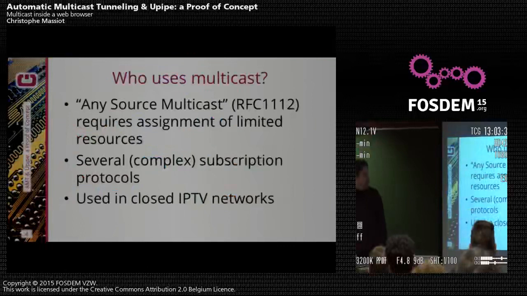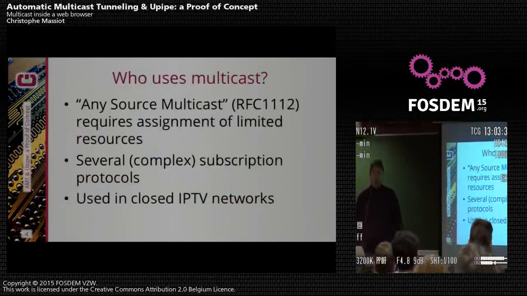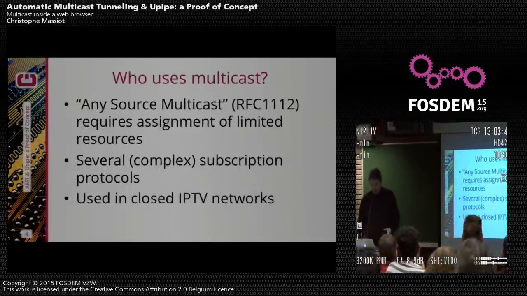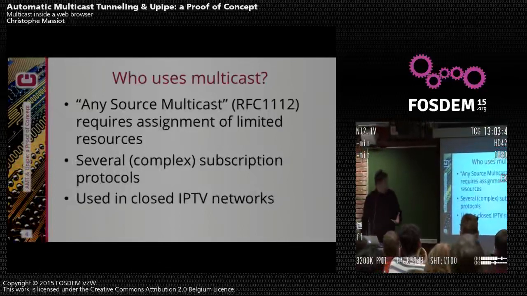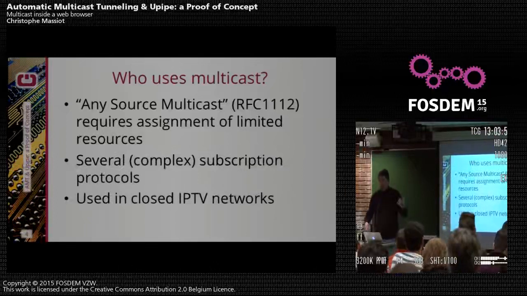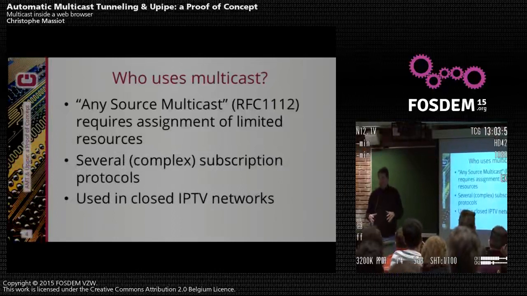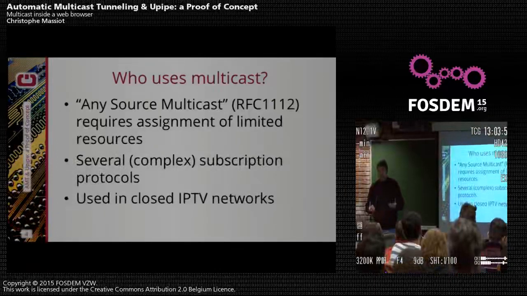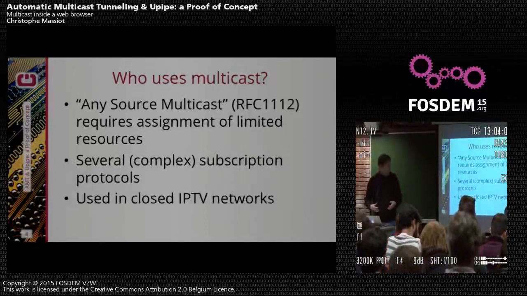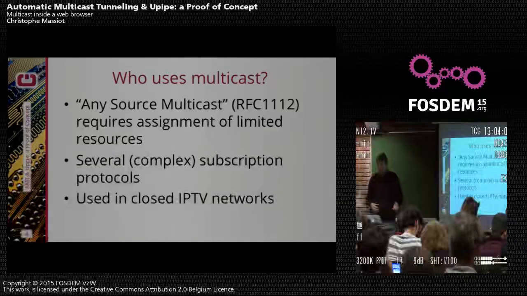The first specification about multicast was called any source multicast. It's an RFC. Basically, a multicast stream is defined by an address. To subscribe to a multicast stream, you just give the address, and there are several very complex subscription protocols that allow the multicast stream to be sent from the server to the client. This also requires a central authority to assign multicast addresses, because there is a limited number of them. And this is currently mostly used, or probably only used, in closed IPTV networks.